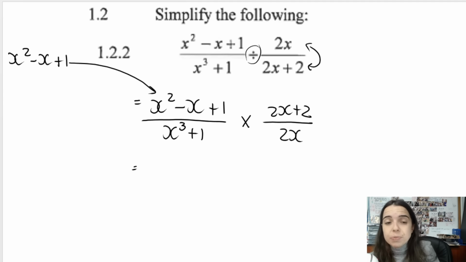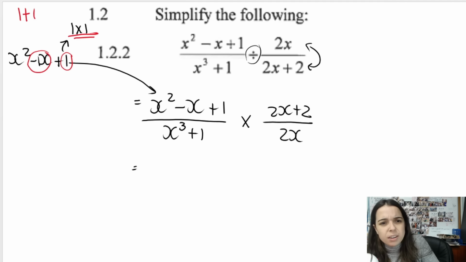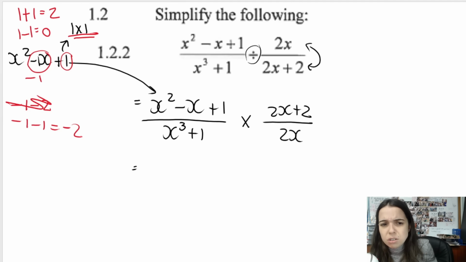This is a trinomial. So my factors are 1 times 1. Remember, we want to make the middle term negative 1. Is that possible? No. It's good that we tried, it's always good to try. If you look at the 1, you say, okay, it's 1 times 1, but remember the rule is we're trying to make the middle term. So 1 plus 1 gives me 2. That's not the middle term. The middle term is negative 1. 1 minus 1 is 0. Minus 1 minus 1 is minus 2. Minus 1 plus 1 is 0. It's not going to work.